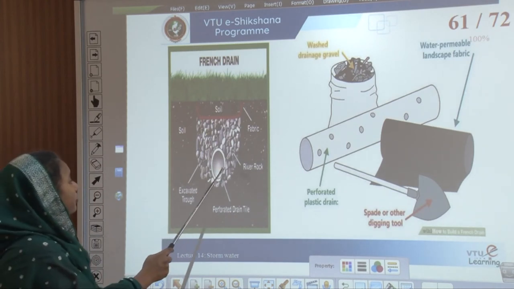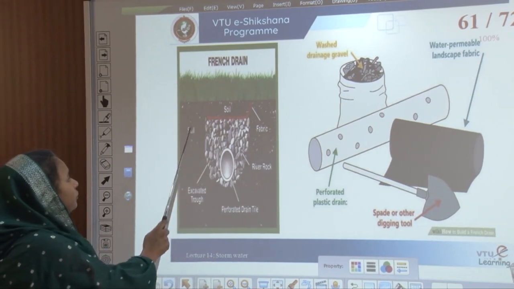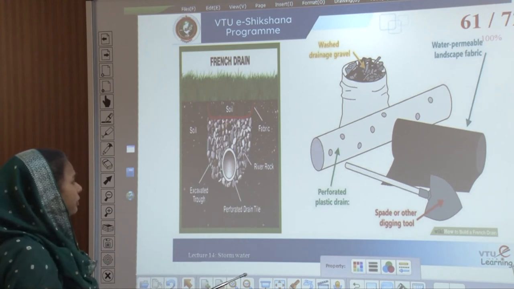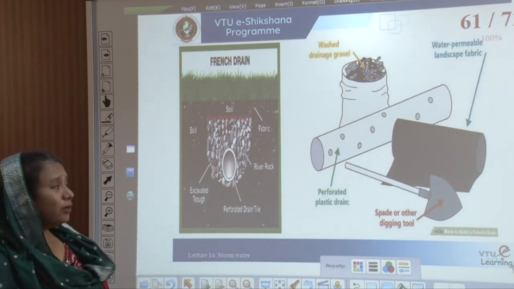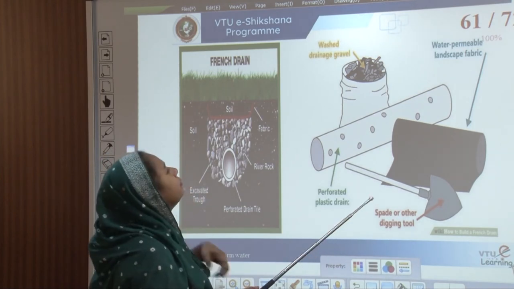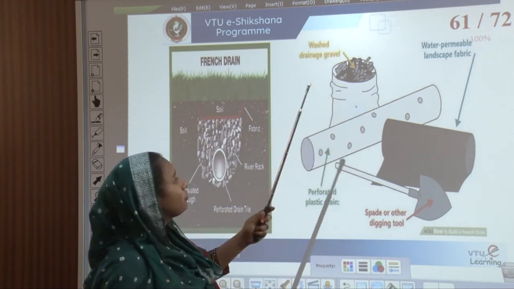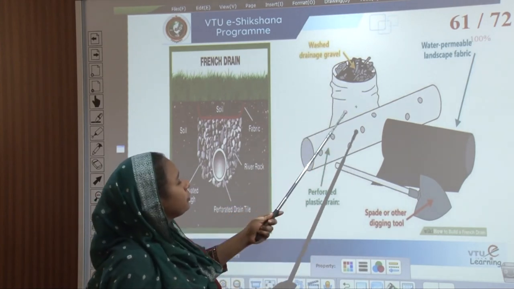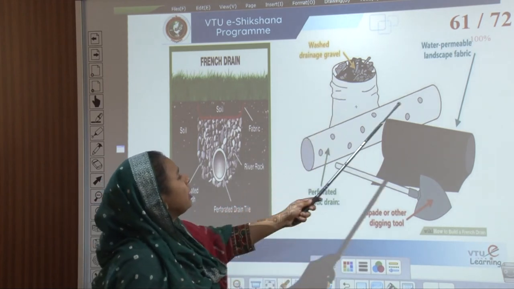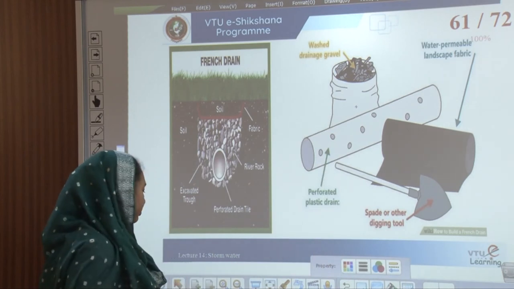So this is a perforated drain. You would have gravel all along it, and there is soil all along. So there is a filter fabric there. This would filter all the storm water and let out only the water that is untreated into the storm water. You can even have coal as one of the filter layers. So you will have your washed drainage gravel there and a fabric which is also wrapped around your pipe.